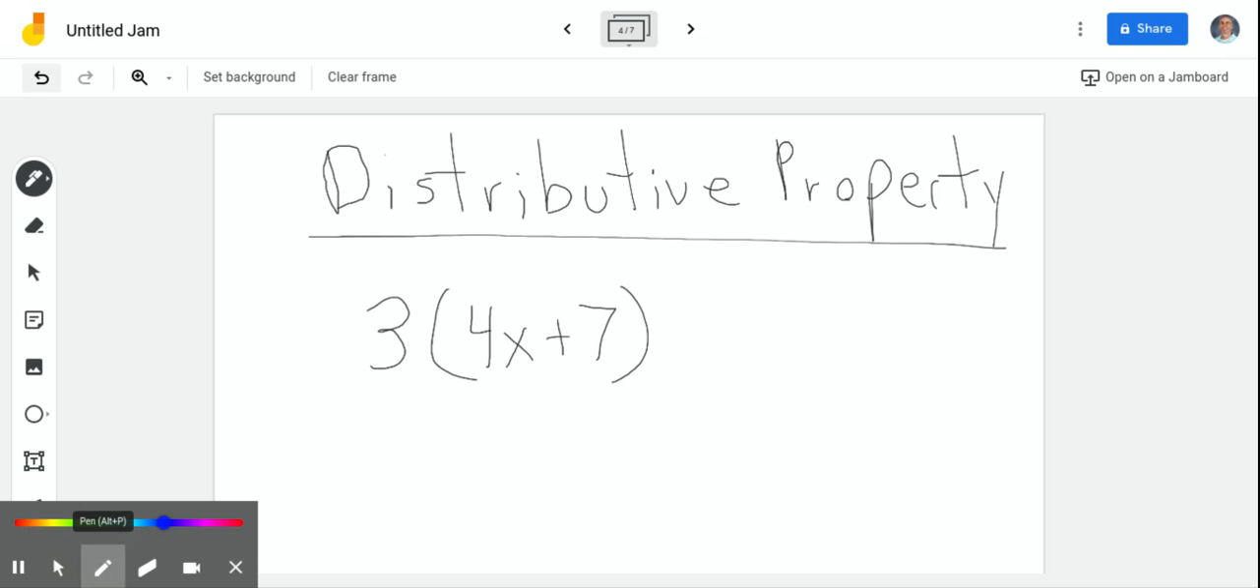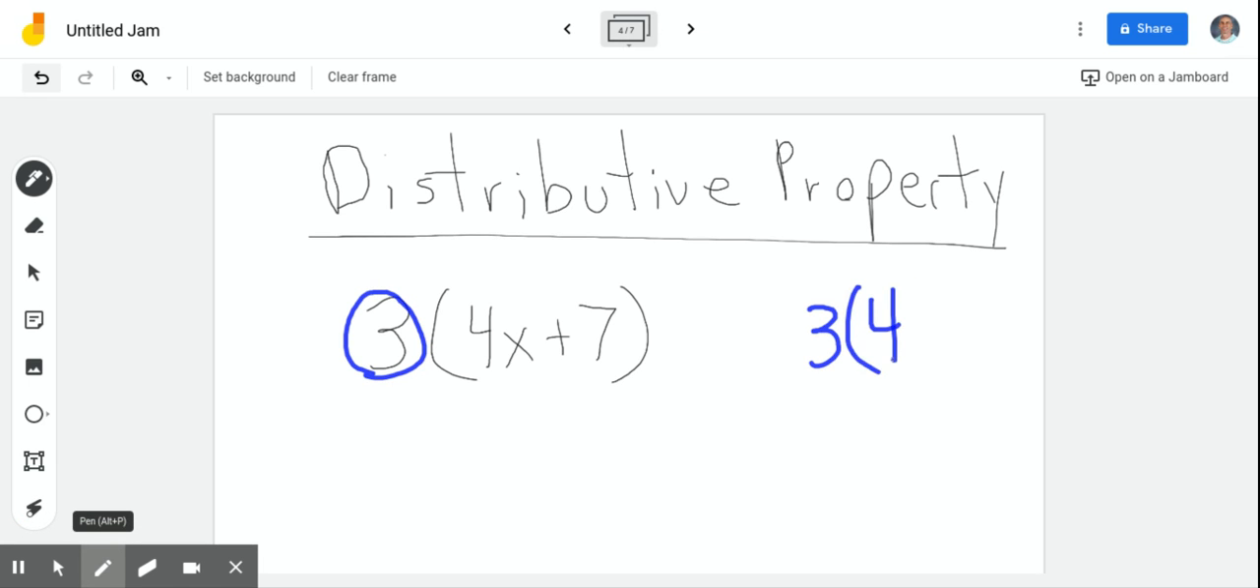All right. So basically, distribute is just what it says. We're going to distribute this 3. Just like if I had 3 times 4 would equal 12, I'm going to distribute 3 times 4. This will give me 12.